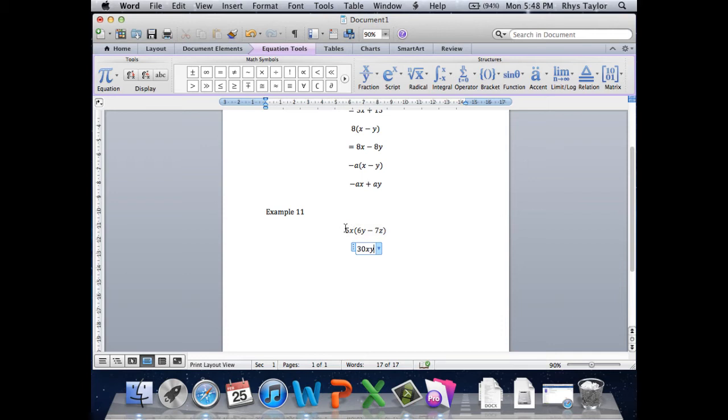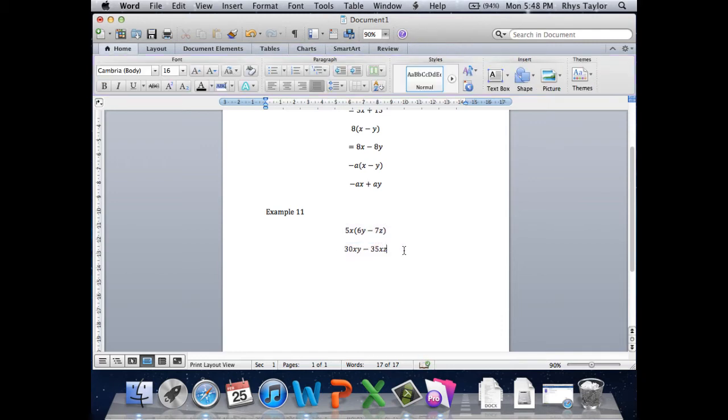Next part, 5x times negative 7. 5 times negative 7 is negative 35. Tack the letters on the end, xz. Done. Not too tricky at all, especially if you make sure you're following the rule.